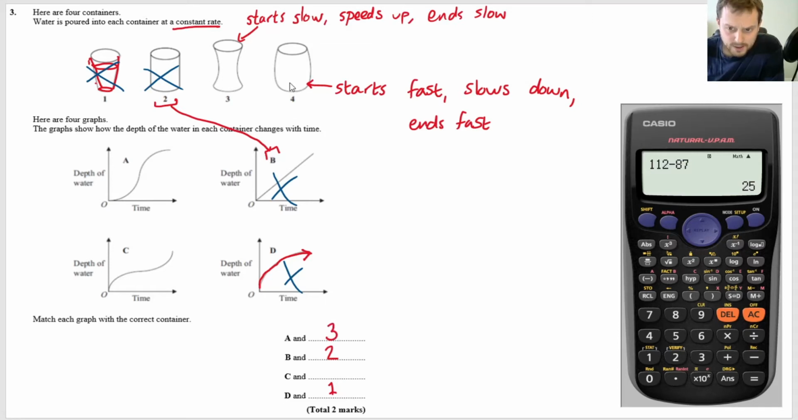And let's just check, does number 4, it starts off fast, so the depth of the water goes up quickly, then in the middle part it slows down, and then finally it gets fast again near the top. So that must go with number 4.